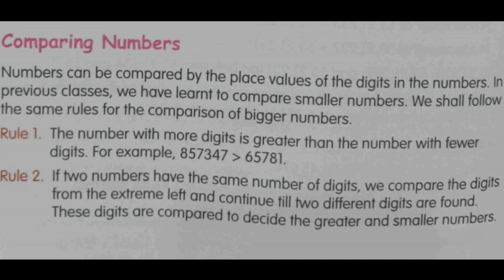It means that for comparing two numbers having the same number of digits, what we need to do is start the comparison from the left side of the number and move on further until we find the difference in digit, which is greater and which is smaller. Let us understand this with the help of an example given here.